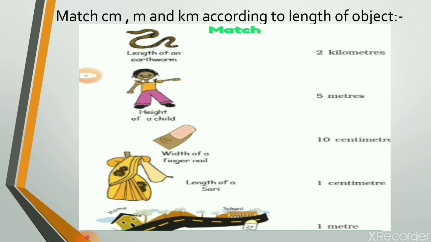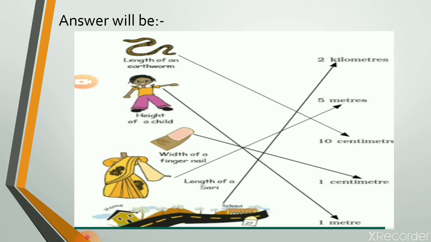Now match centimeter, meter and kilometer according to the length of the object. Length of an earthworm, height of a child, width of a fingernail, length of a sari and length of a road. Length of an earthworm will be in centimeter. Height of a child will be in meter. Width of a fingernail will be in centimeter. Length of a sari will be in meter and length of a road will be in kilometer.